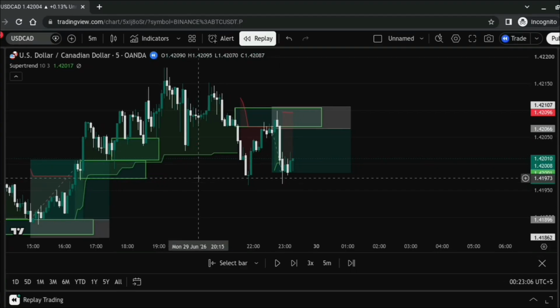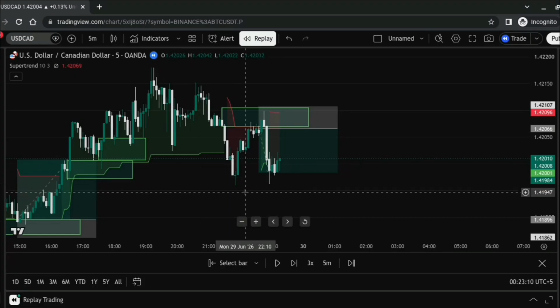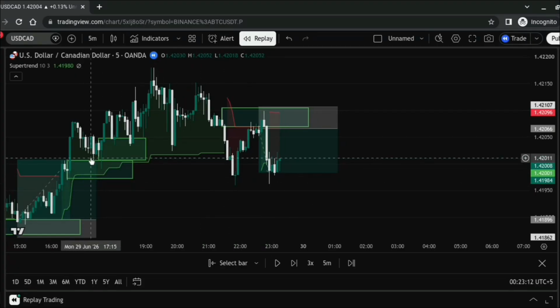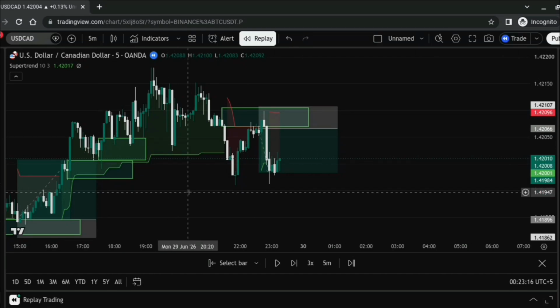So this is how you're gonna trade. Just make sure you go with the trend and you take the order block which is immediate, and that's how it's done. So let's now move to our next strategy.